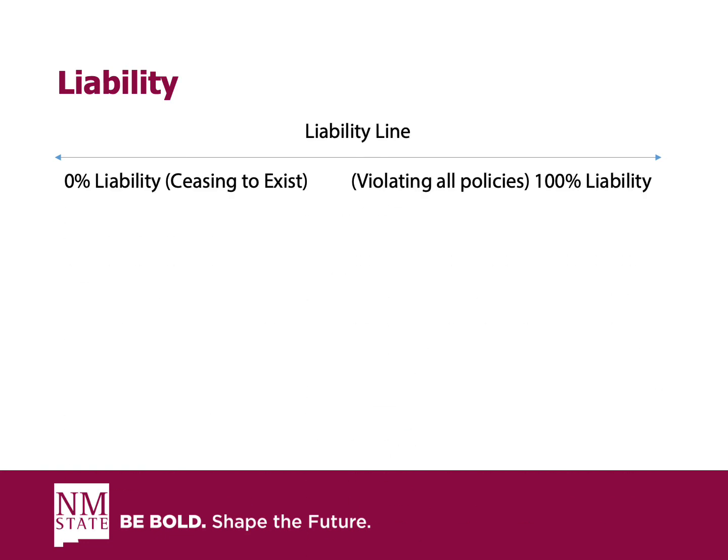Let's look at liability on a line where on one side is no liability, where the liability does not exist, and on the other side, all policies are violated at full liability. No matter the event or activity, you will never be able to ensure liability ceases to exist. However, using a proactive risk management approach ensures you are doing all you can to mitigate the risks and consequently the liability.